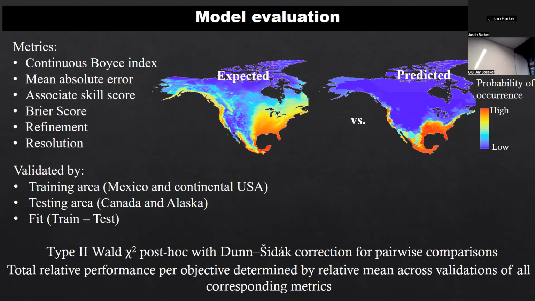Then I conducted a type 2 post hoc chi-squared with a Bonferroni correction. And as I had over 30,000 models, I evaluated them on a relative scale using total relative performance per metric, determined across all the different validations and ranked them from poor, good, average, and excellent.